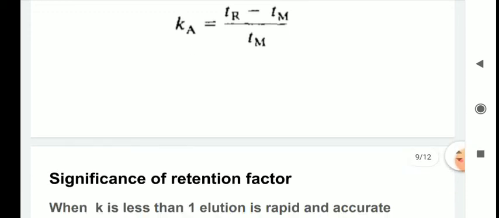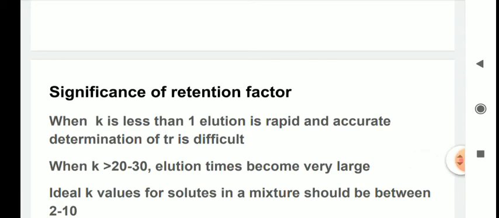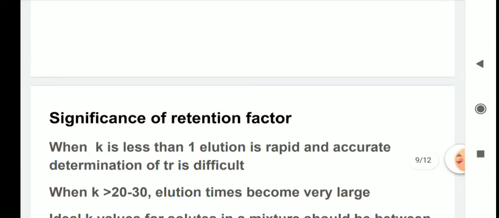Now what is the significance of this retention factor? Retention factor has to be not very high and not very low.